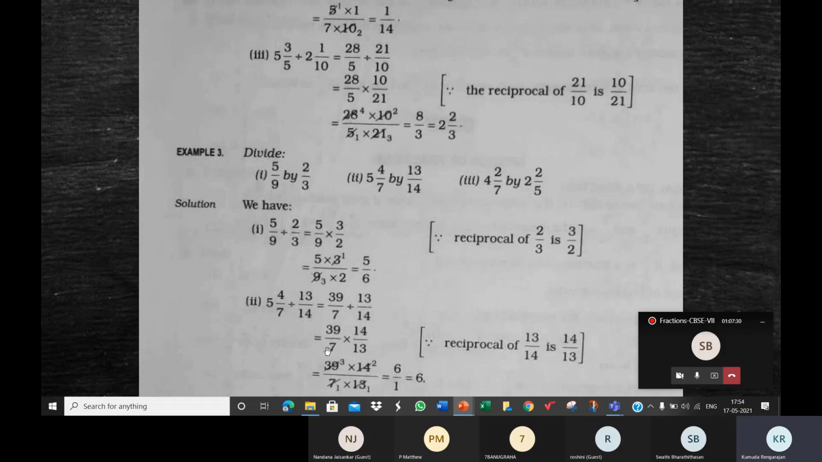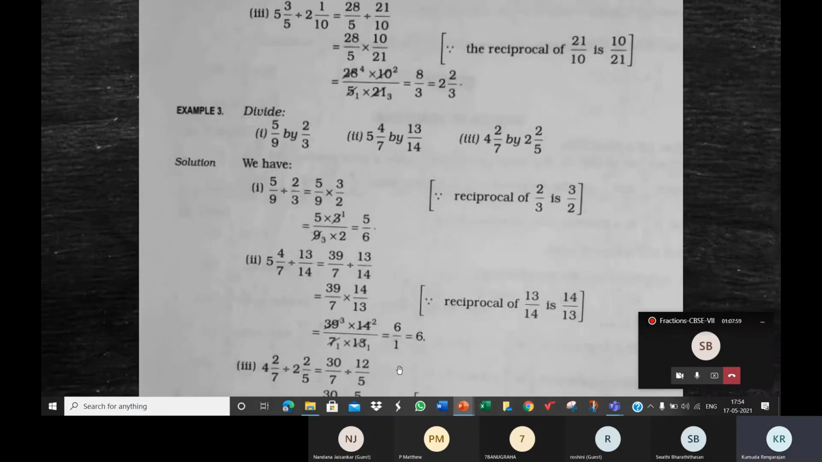Next step, we write 39 by 7. Division becomes multiplication. And 13 by 14 is written as its reciprocal, 14 by 13. Only when you change the division sign to multiplication, you must write the reciprocal of the second fraction. Then multiply the numerators, denominators. 13 ones are 13, 13 threes are 39, 7 ones are 7, 7 twos are 14, 3 twos are 6. 6 by 1, which is 6.